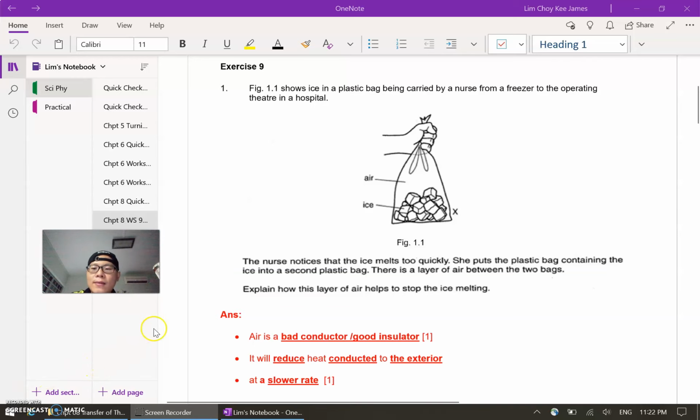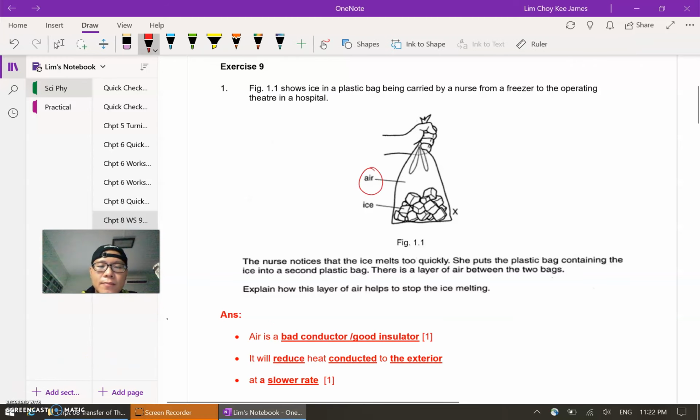For question 1, you'll find that the question pertains to air, and air is one of the main characters in this question, when we talk about ice not melting quickly. What the nurse did was put a second layer of plastic bag around it. So this is the first layer, and she has another layer of plastic bag around the first layer.